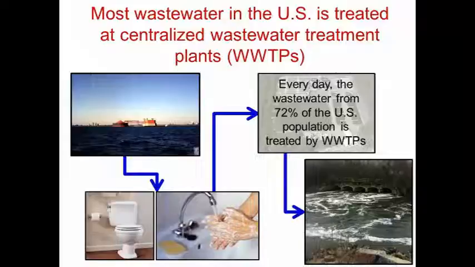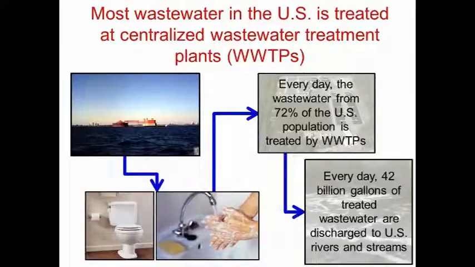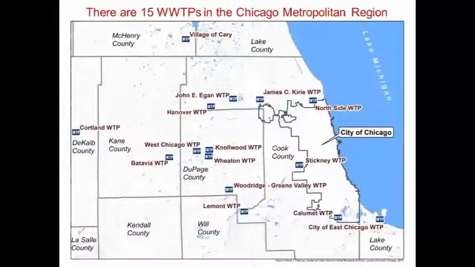And so every day, the wastewater from 72% of the U.S. population gets treated in a wastewater treatment plant. And this accounts for 42 billion gallons of water per day. So every day, we're taking 42 billion gallons of wastewater, treating it, and releasing it to surface waters. So that's a lot of water that we're putting into the ecosystem. And in a lot of places, this can represent a very significant fraction of the flow of those receiving systems.